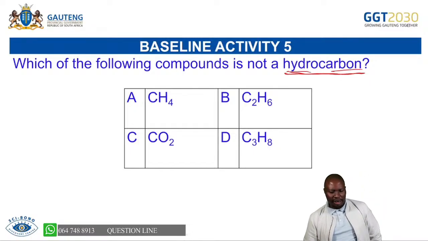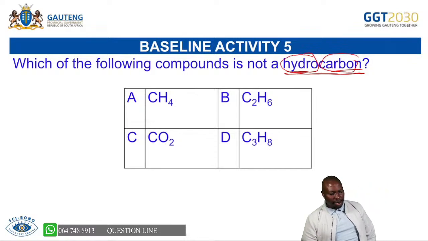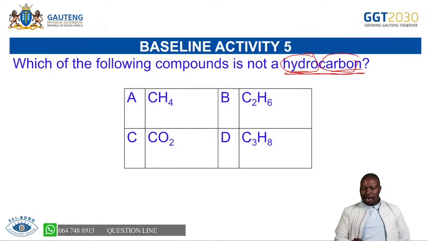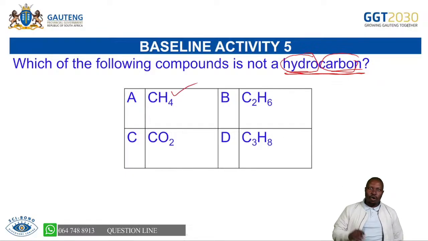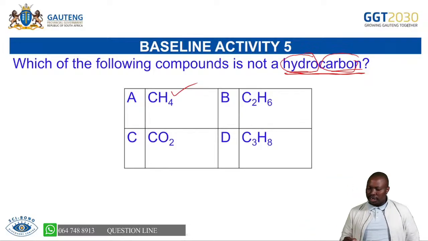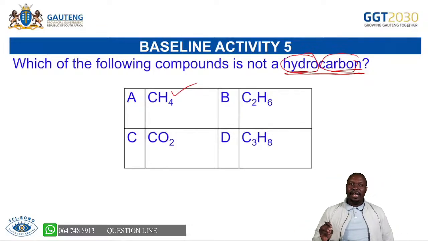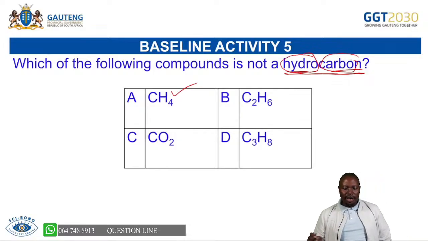So you can see already there that we have a hydrogen and a carbon. So a hydrogen and a carbon. If you look at the structures, number A has hydrogen and carbon, so it means it qualifies to be a hydrocarbon. So we're bringing now the issue of hydrocarbons. It means these are organic molecules that are made up of hydrogens and carbons only.